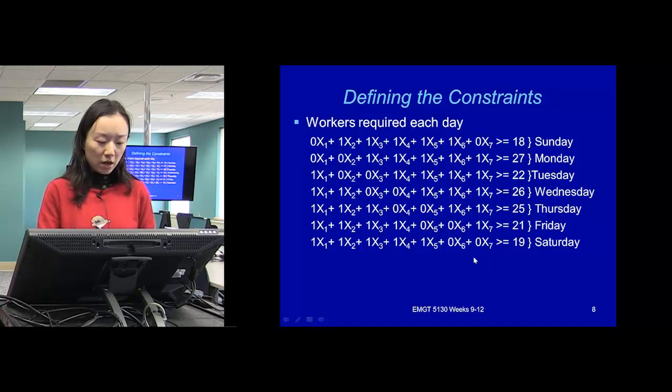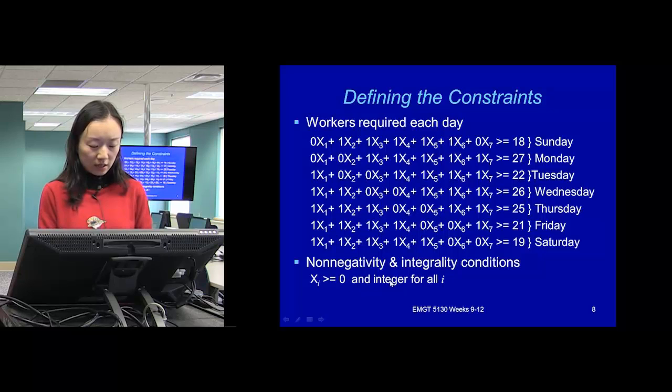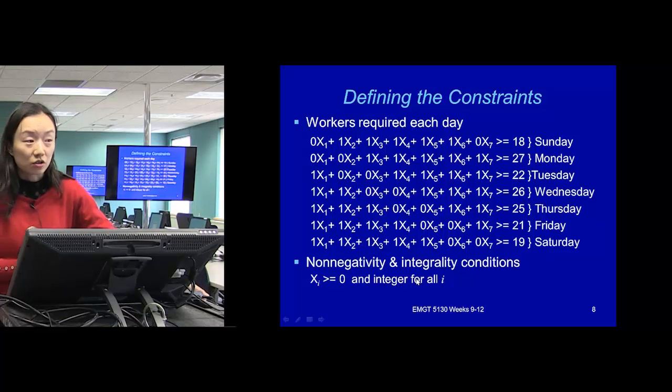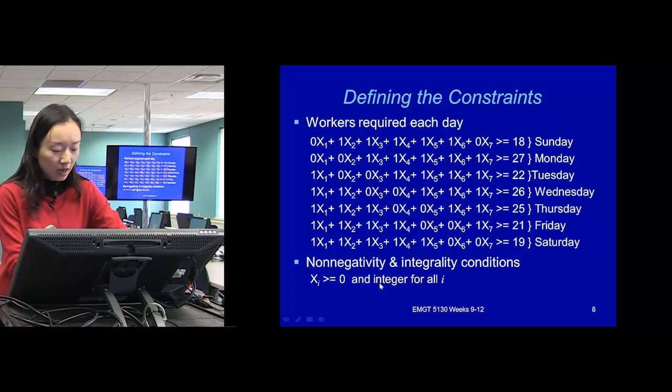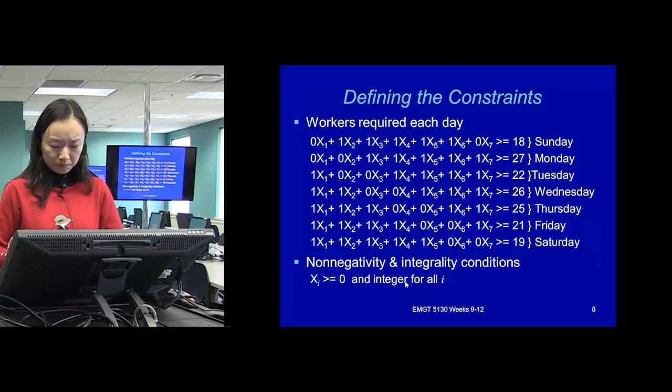So these will be our constraints, and we'll add the non-negativity and integer constraints like this. xi greater than or equal to 0 and the xi's are integers. This is the way to set the integer constraint: you specify that the xi's are integers. So these are the constraints for this problem.